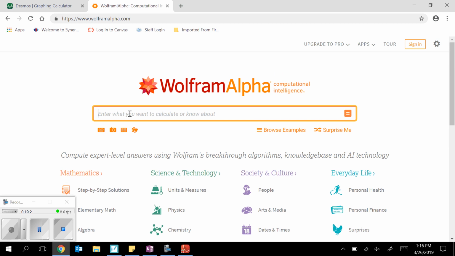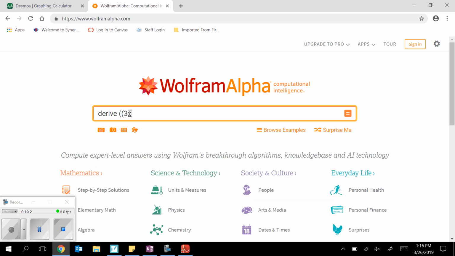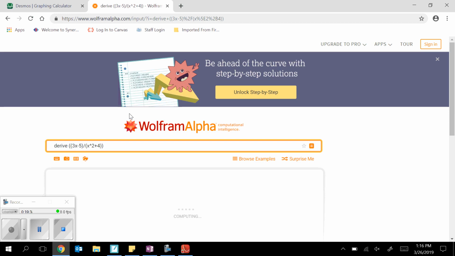Now, because it's not as smart in the equation editor as Desmos, you'll have to maybe go a little crazier with your parentheses. But, wait for it, wait for it. Now, of course, it's going to simplify it for you, but you could still check it.